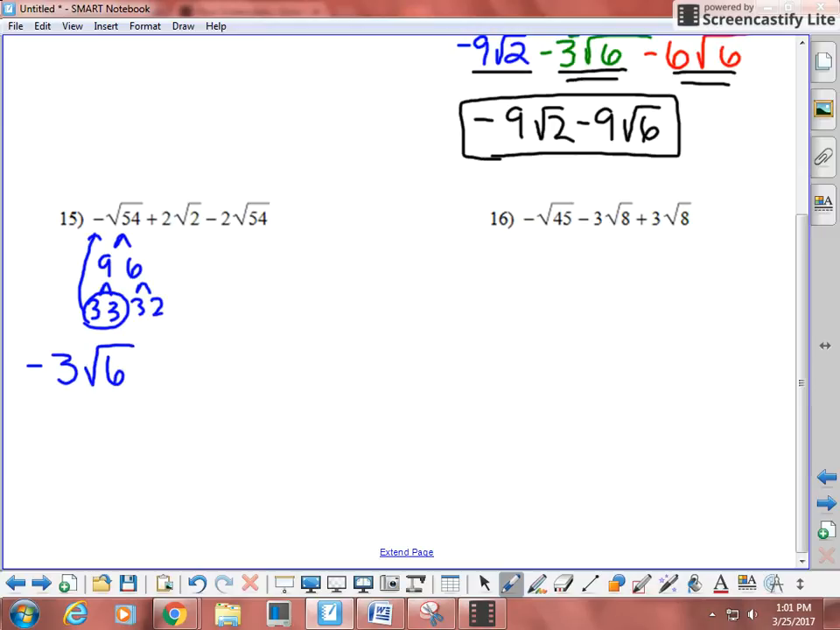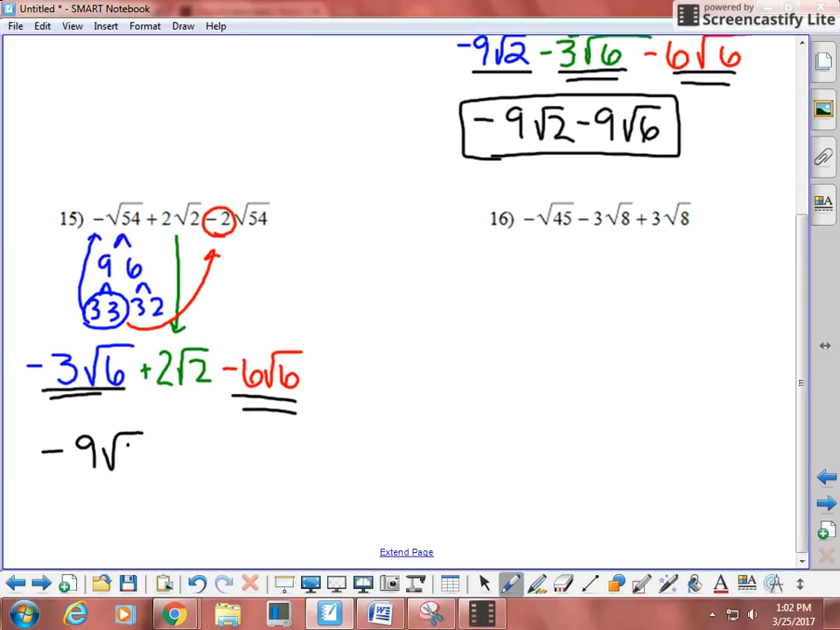I know that the 2 is not going to break down at all. So this can come straight down here. So 2 root 2. I know that this 54 is going to break down the same way, but I have a negative 2 out in front. So those 3s that are coming out is going to make this become a negative 6 root 6. You could do that factor tree again if you wanted to, but since you already did it, there's really no need to. So I'm going to put these together, and I'm going to get negative 9 root 6.